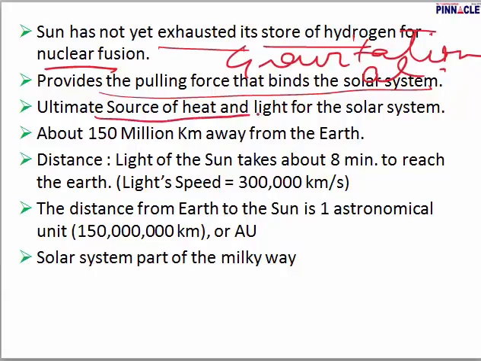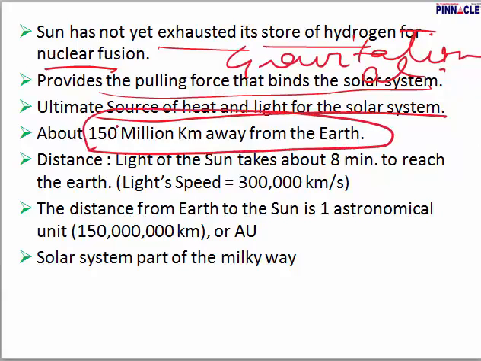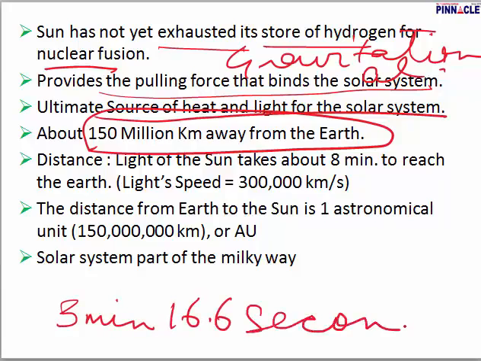It is the ultimate source of heat and light for our solar system, and it is 150 million kilometers away from the Earth. This is the average. I have shown you the aphelion and perihelion positions also, but this is the average. And in spite of being so far away from us, the light of the sun reaches us in 8 minutes and 16.6 seconds. Amazing data, amazing information, amazing fact.